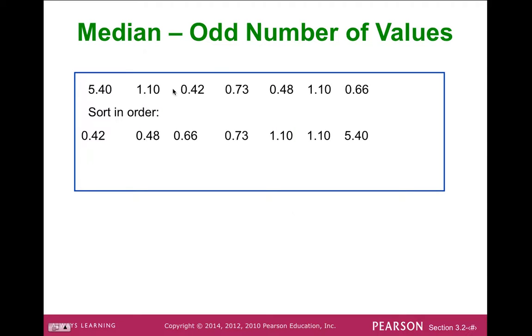Here's our data set right here in raw form. Now we're going to put it in order from low to high, what they've done here. Okay? So this data set has an odd number of values. So it's just the middle value is our median, 0.73. So again, the odd number of values, it's always just the middle value here.